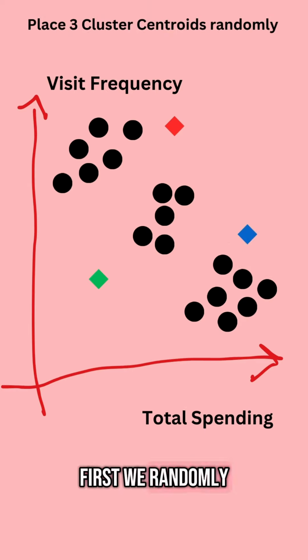First, we randomly place 3 centroids, and centroids here mean centers of our clusters on the graph. These are our starting points. Next, we calculate the distance from each shopper to each of those 3 centroids. And we will use Euclidean distance. Think of it like a straight line distance.